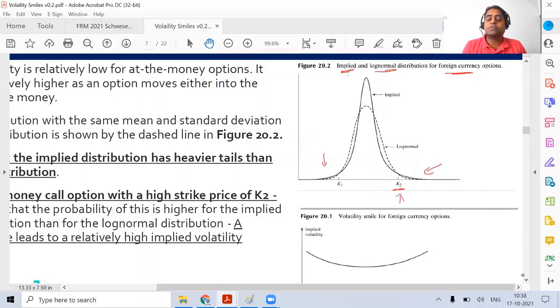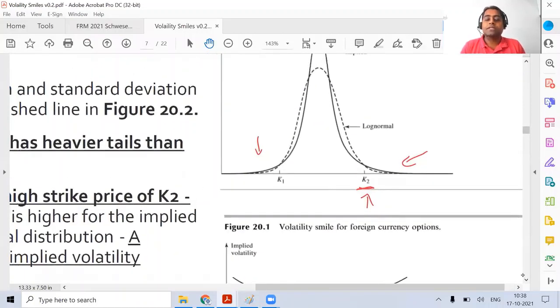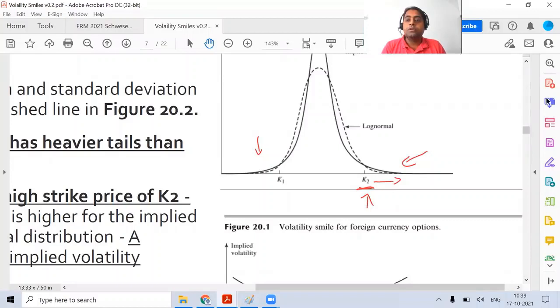Now, if I come back to this diagram, think about this. This K2 is my strike price. I'm zooming in more. Now, what investors are looking at for the deep out of the money call option: by looking at the diagram, we can realize that the implied volatility is higher on the tail. That means there is greater probability of being in the money for the call option.